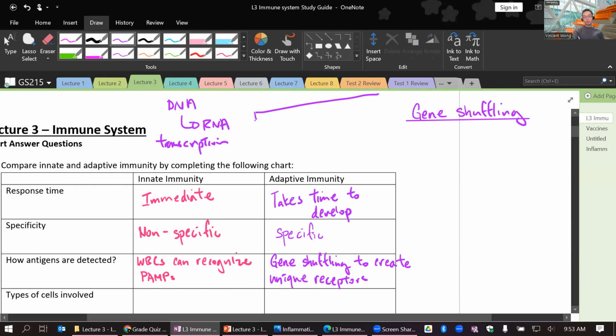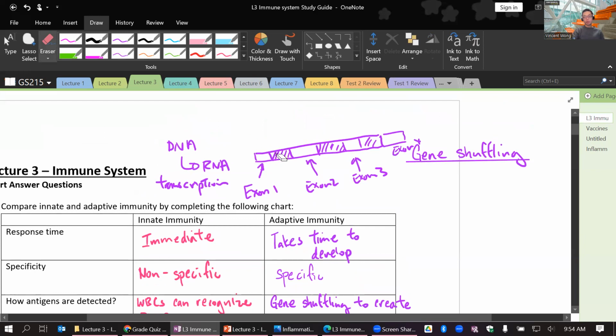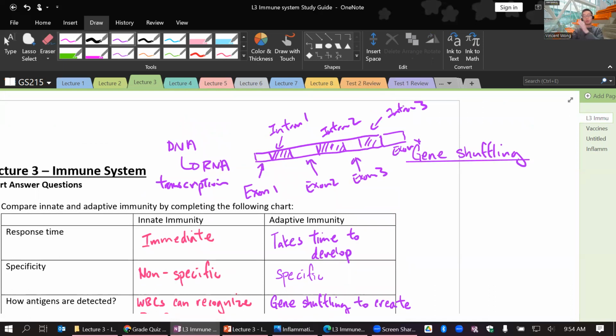If I use this rectangle to represent a gene, it turns out that not everything in the gene is useful instruction. There are some parts that need to be cut out. This white part here, that's called an exon. So that's exon 1, exon 2, exon 3, and then maybe exon 4 here. These are the parts that actually have the instruction for the protein. Your body removes all these non-coding parts, which are called introns. So intron 1, intron 2, and intron 3, for example. To keep it simple, introns are non-coding DNA that will be removed before you go to translation.